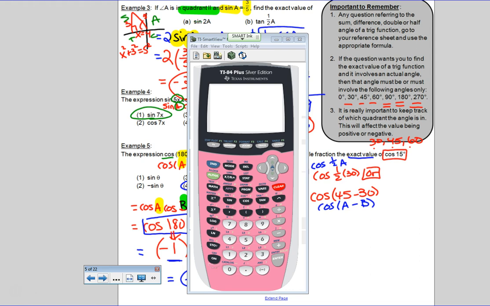All right, so we're going to use the cosine of A minus B formula, which is cosine of A, cosine of B, plus sine of A, sine of B. What we're going to do right now is fill in the A angle as 45, and the B angle we're going to fill in as 30.